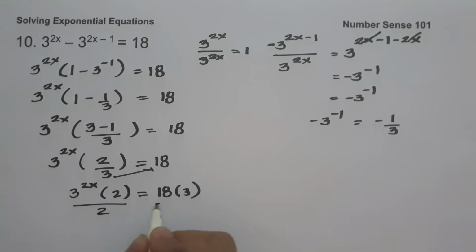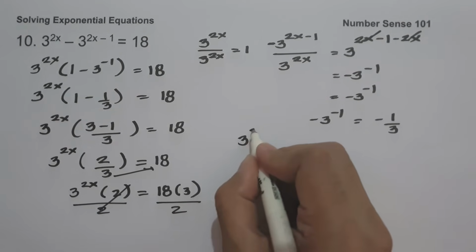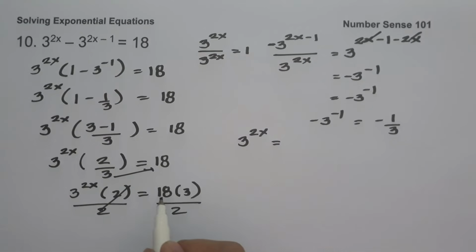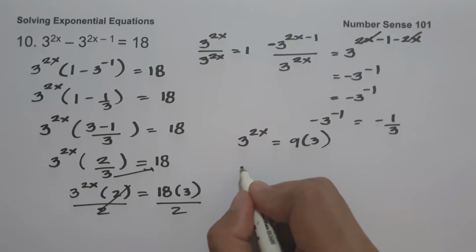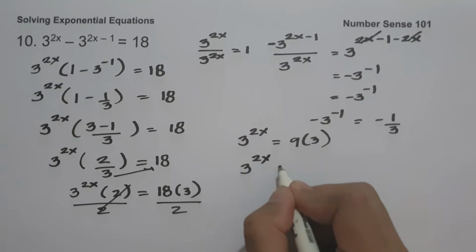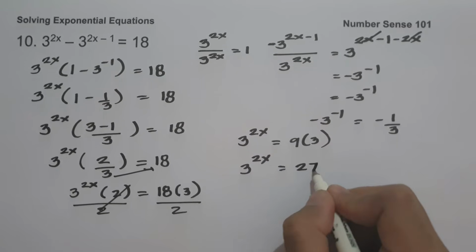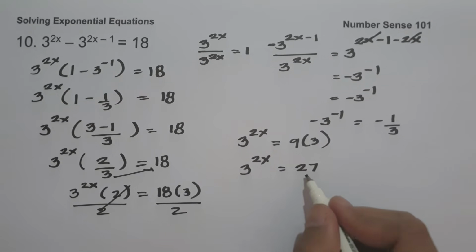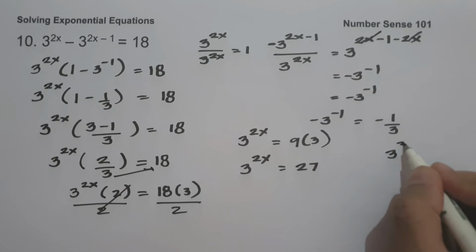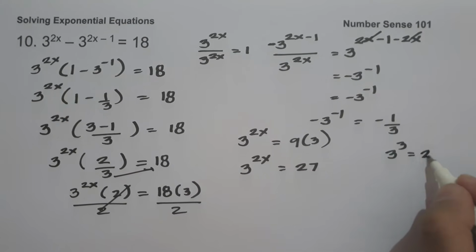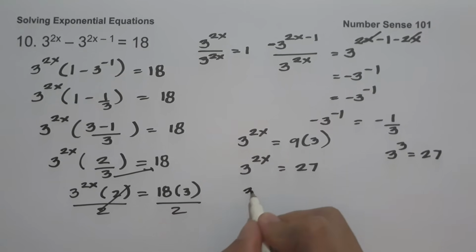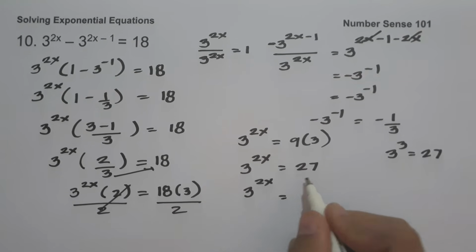And let us divide both sides by 2. Let us cancel this one. It will give us 3 raised to 2x. 18 divided by 2 is 9, times 3. So let us have 3 raised to 2x equals 9 times 3, which is 27. And let us have 27 as 3 raised to 3 because 3 multiplied 3 times to itself is 27. So let us have 3 raised to 2x equals 27, that is 3 raised to 3.